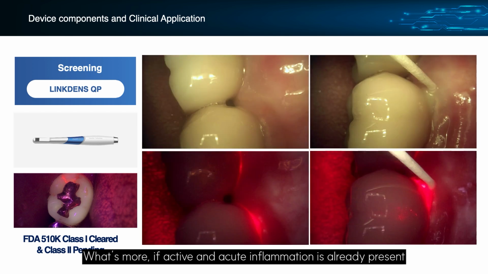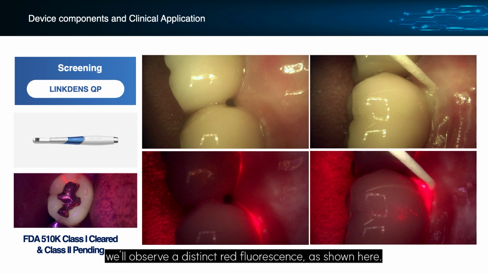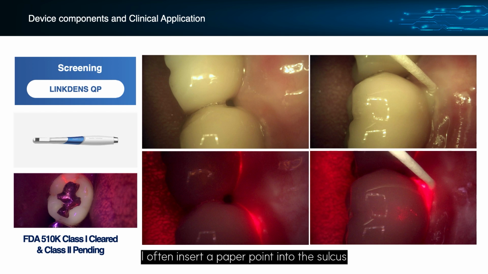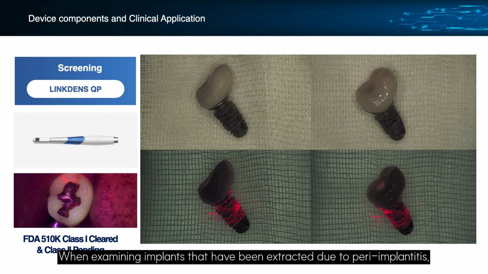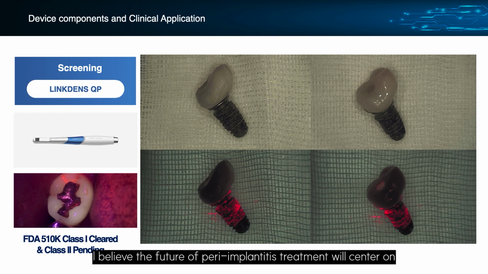What's more, if active and acute inflammation is already present around the implant sulcus, we'll observe a distinct red fluorescence as shown here. In such cases, I often insert a paper point into the sulcus, commonly used in endodontics, and a significant amount of exudate comes out, making diagnosis easier. When examining implants that have been extracted due to peri-implantitis, we often find that biofilm remains adhered to the surface. I believe the future of peri-implantitis treatment will center on how effectively we can locate and remove biofilm from the implant threads.